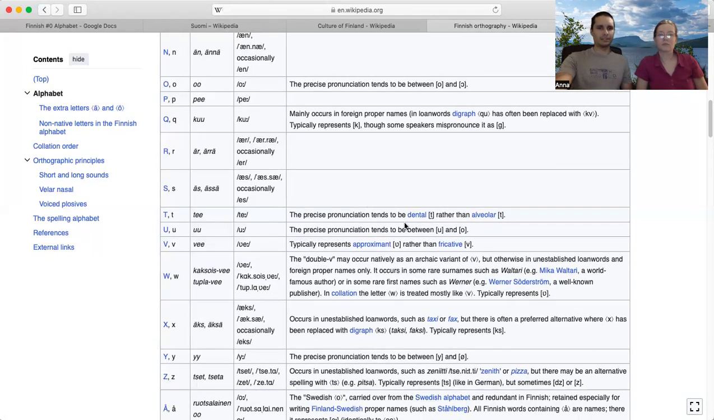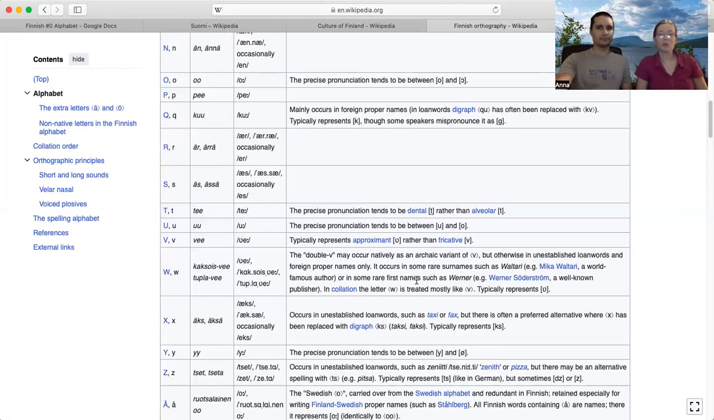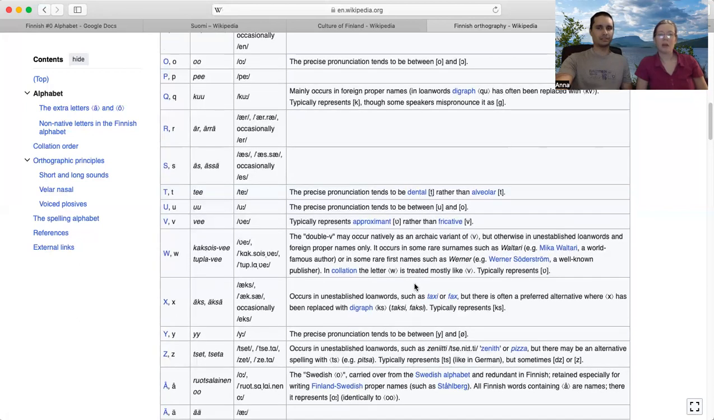S is assa. Nothing special. Well, it may be a bit like in English, a bit alveolar sound. It's not like in Russian, for example. In Estonian, for example, the word cat is koss, but a Finn would say koss, and not koss.